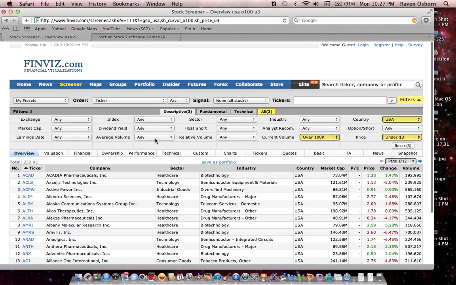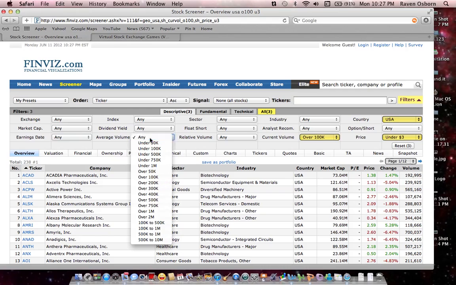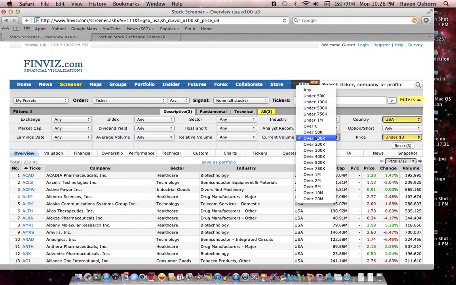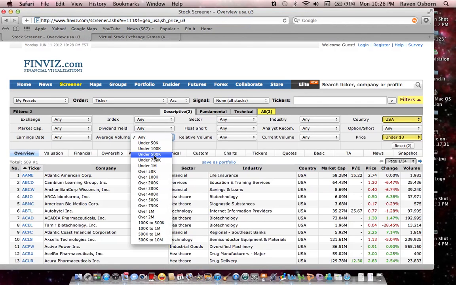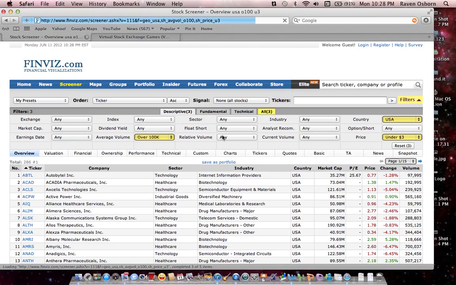You can also click average volume here. Instead of current volume, we're going to click average volume, so we know people have been interested in it for a little bit now. I'll say at least over 100K.